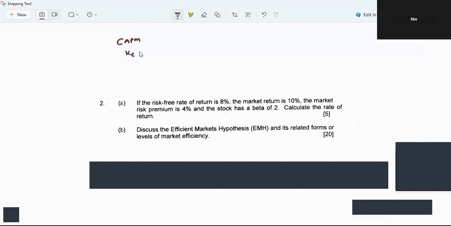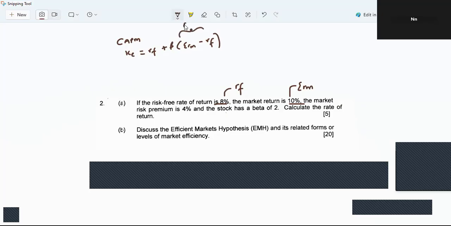The rate of return is equal to the risk-free rate plus beta, times the expected market return minus the risk-free rate. So what are we given here? The risk-free rate is what? 8%. The market return is what? 10%. So this collectively is called the risk premium.